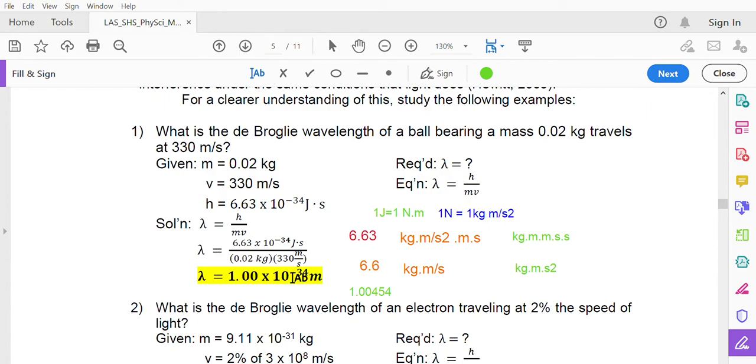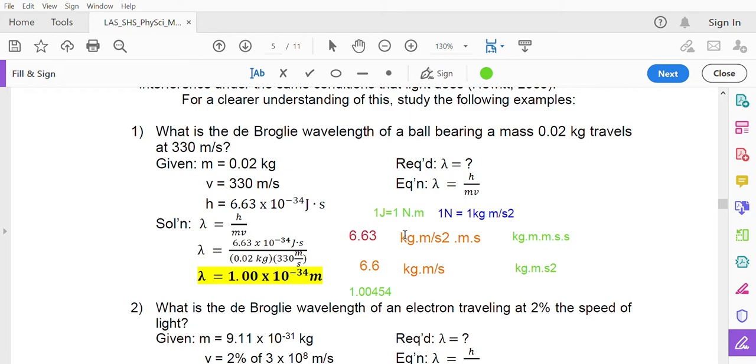Why 1.0 times 10 to the minus 34? We just carry over the exponent of the numerator to the answer. That is why. But the answer here is 1.00 times 10 to the minus 34 meters. 1.0 will be accepted. 1.00 times 10 to the minus 34 will also be accepted. Now, the meters. Why is it the unit? The final unit is meters.